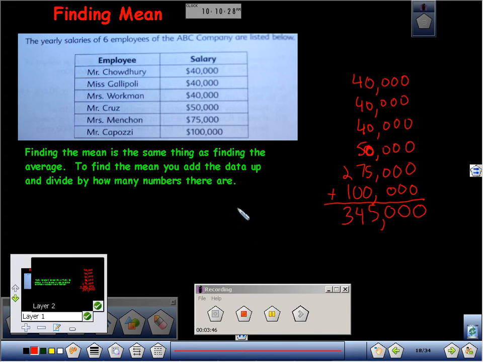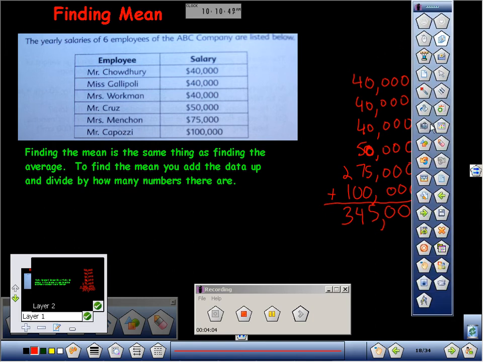Then, by following the directions, I'm going to divide by how many there are. 1, 2, 3, 4, 5, 6 people. So I have to take 345,000 and divide it by 6.